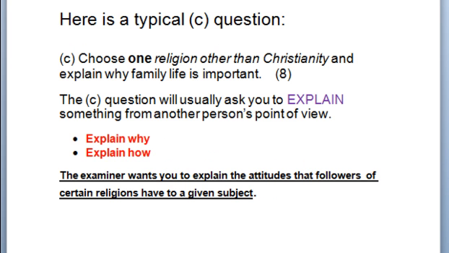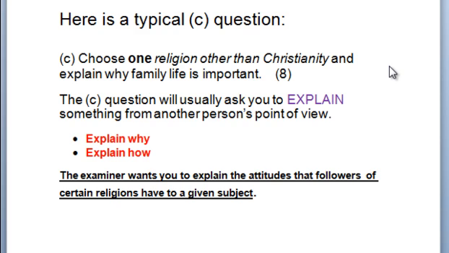So let's take a look at a typical C question. Here we have, choose one religion other than Christianity and explain why family life is important, and it's worth 8 marks. The C question will usually ask you to explain something from another person's point of view. Sometimes it will start with explain why, and sometimes it will start with explain how. The examiner wants you to explain the attitude that followers of certain religions have to a certain subject.